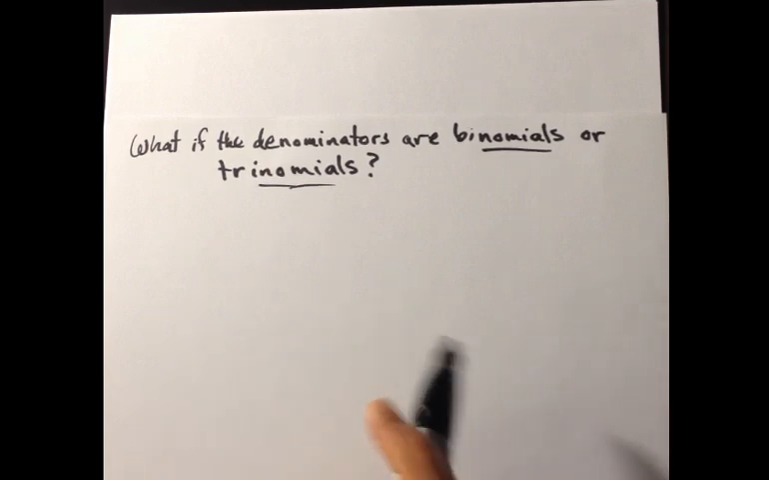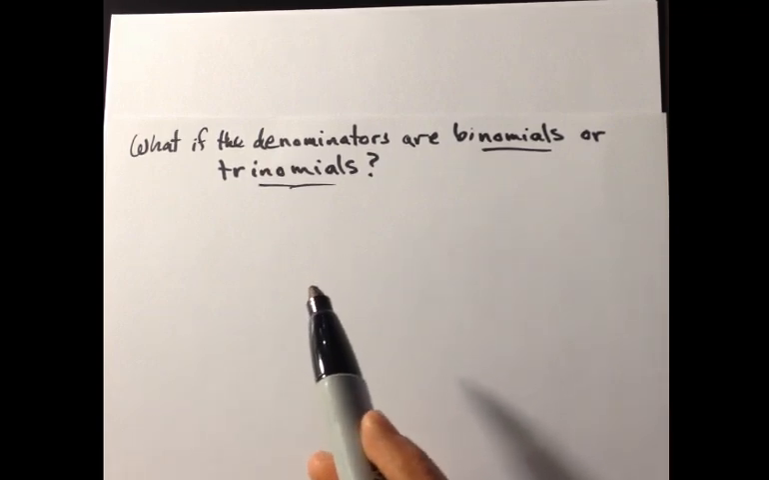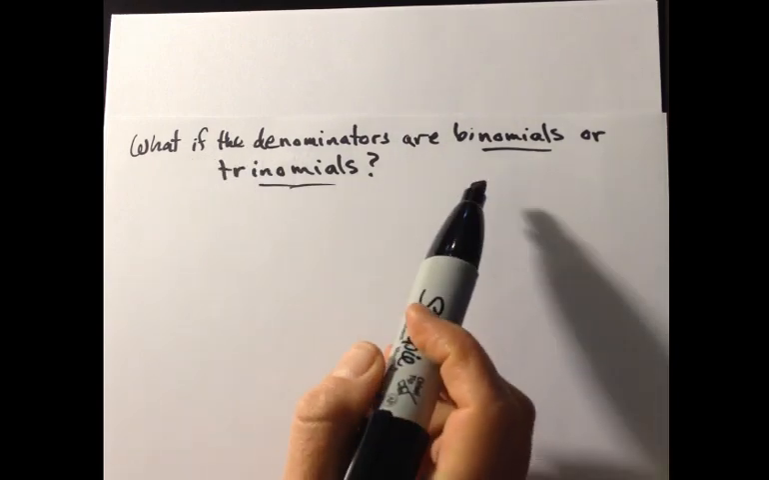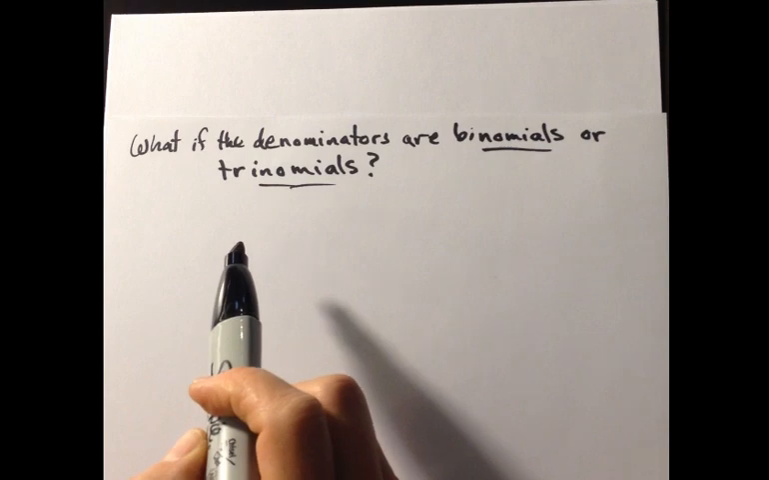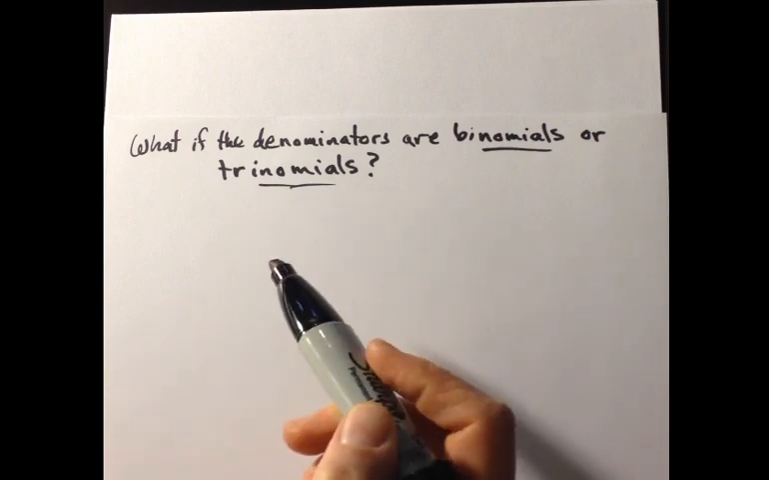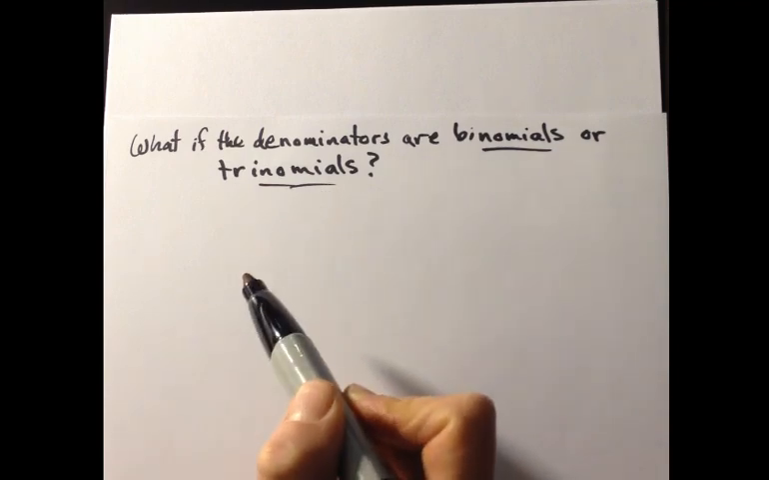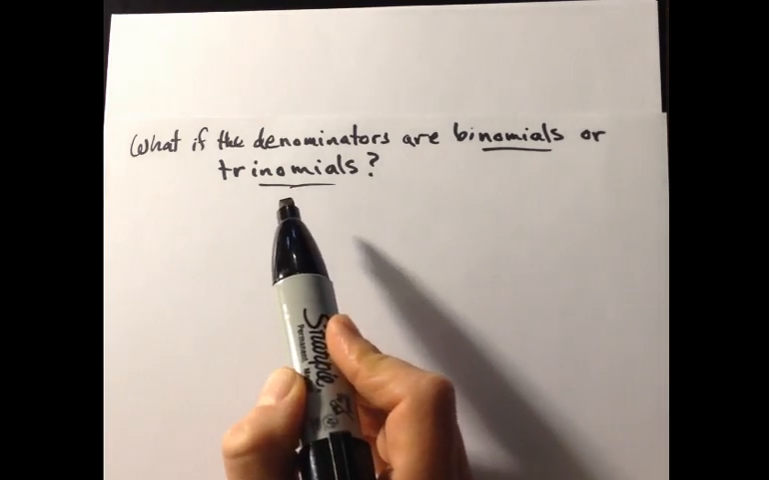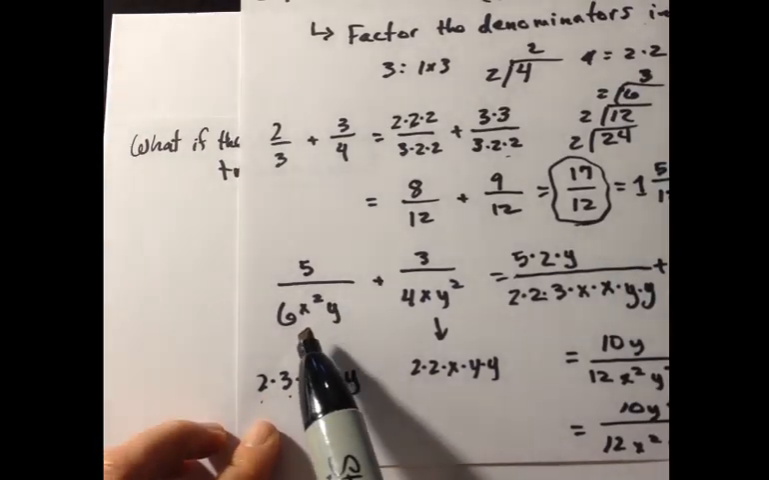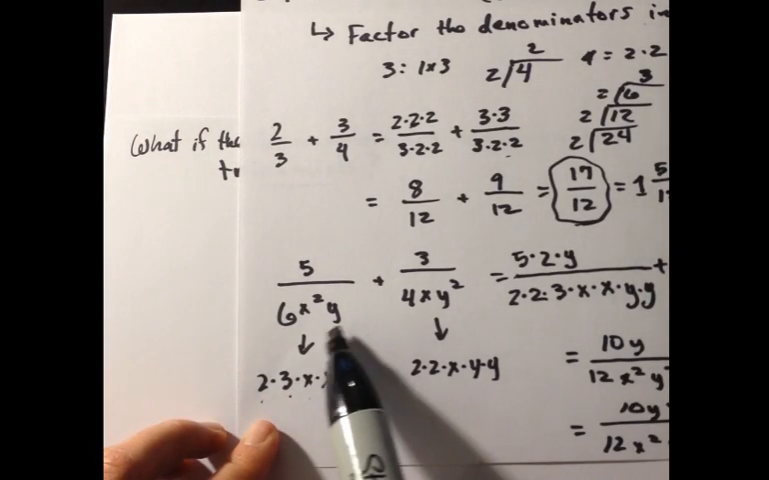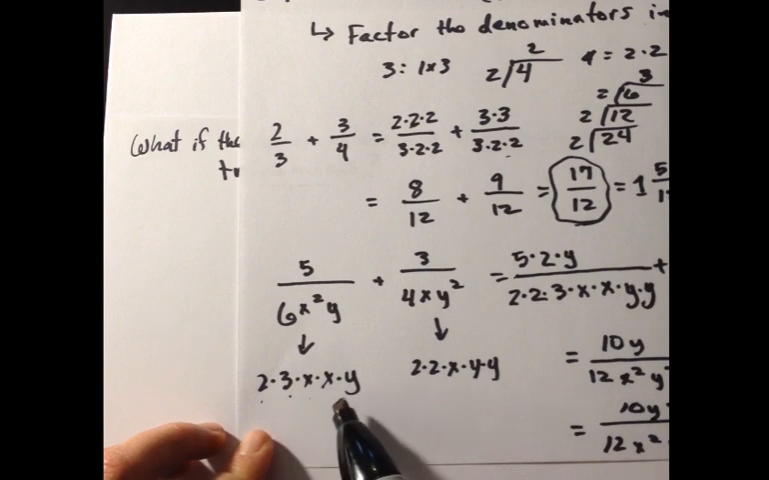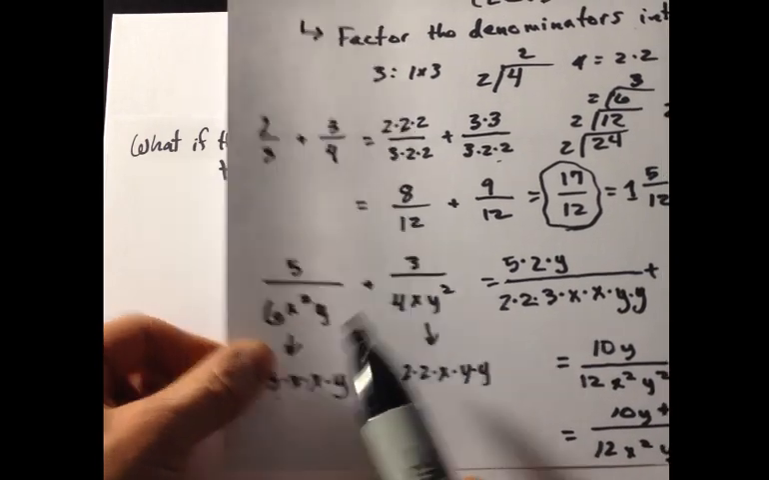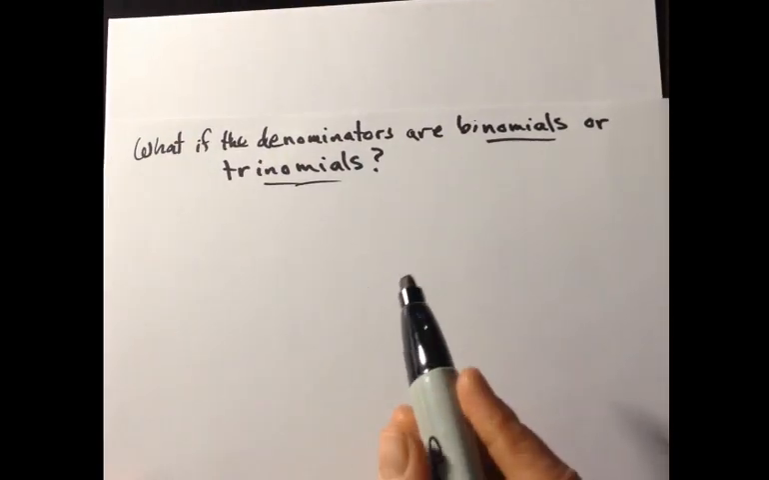In the course of doing the homework, you're going to encounter problems that raise the following questions. What if the denominators are binomials or trinomials? The previous example I gave in adding or subtracting rational expressions gave you an example where the denominator was a monomial, in which case we just had to break it up into primes and we could find the lowest common denominator. What if it's not a monomial like this? What if it's actually a binomial or trinomial?